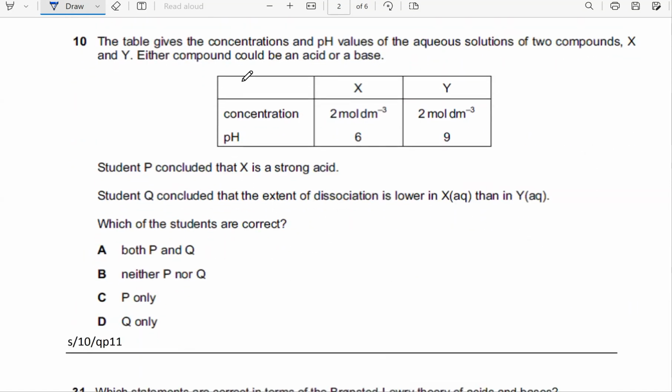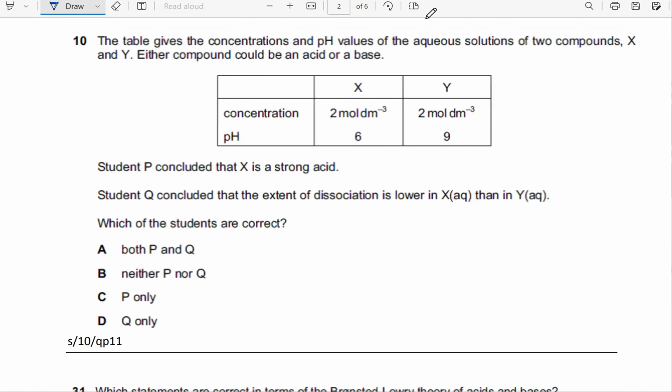Chalo, ignore this one. The table gives the concentration and pH of the aqueous solutions of two compounds X and Y. Either compound could be an acid or a base. So there's 2 mole per dm cube X, 2 mole per dm cube Y. This has a pH of 6, this has a pH of 9. Student P concluded that X is a strong acid. Is student P right? No. It is an acid though, right? But it's not a strong acid.